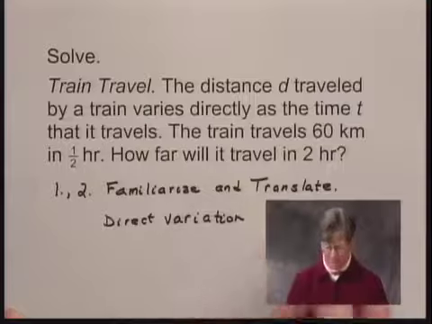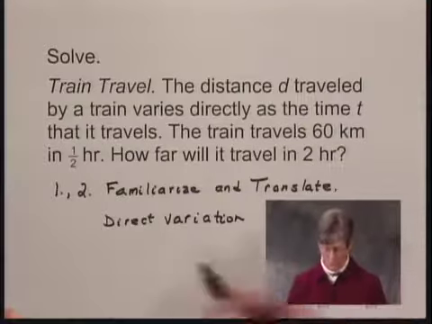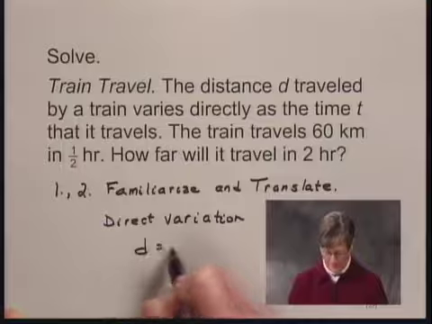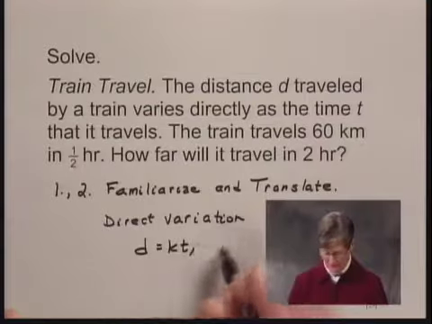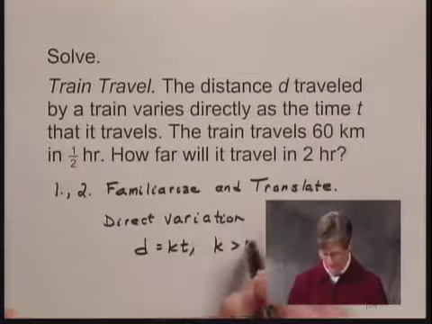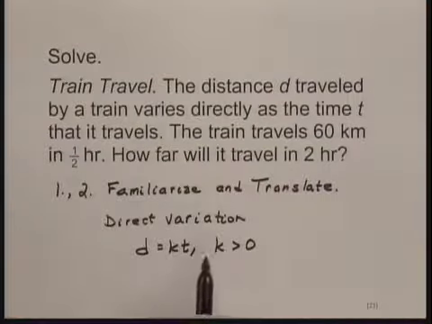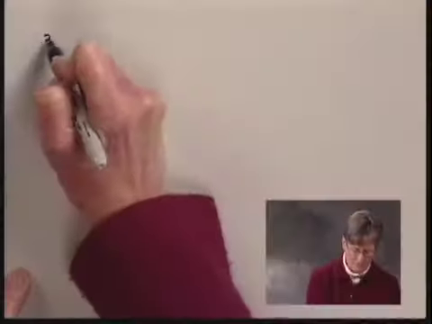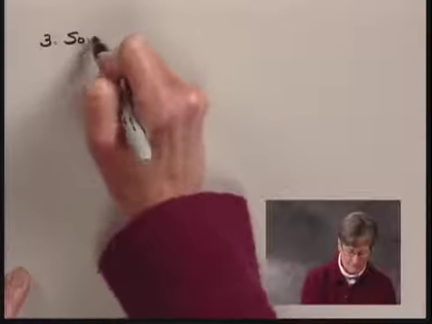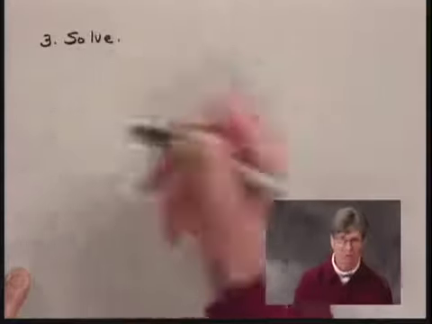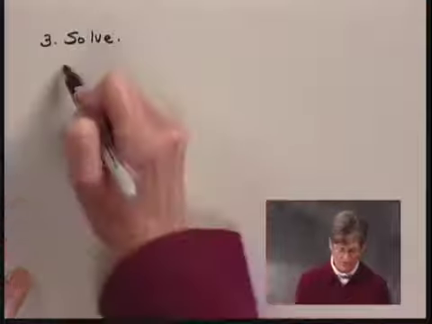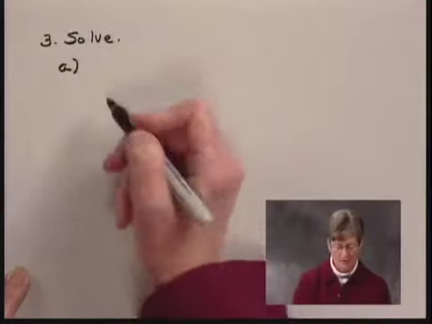And that then tells us that we have an equation of the form d equals k times t, where k is some positive constant, because this is the form of an equation of direct variation. Now let's go to the next step in the process, which is to solve. That's step 3. And we really have to do 2 steps within this step. The first thing that we need to do is to find the variation constant.